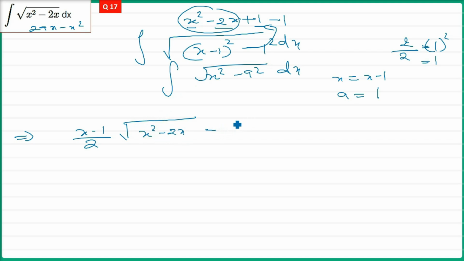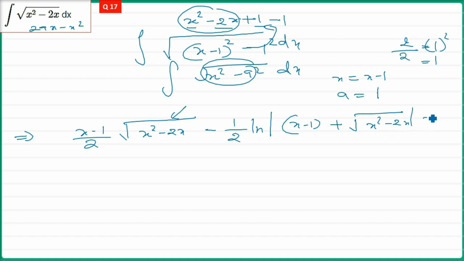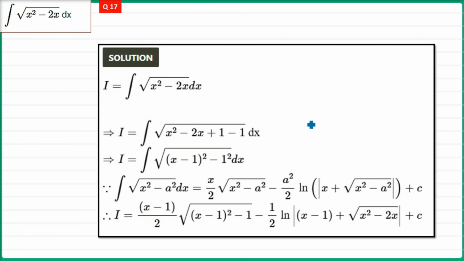Then we have minus a square by 2. What is a? 1 by 2. Now ln modulus of x minus 1 plus under root again same thing, x square minus a square. So x square minus 2x will again come. So you can write under root x square minus 2x plus constant of integration. This is your final result. And this is your reference. This is a good question.